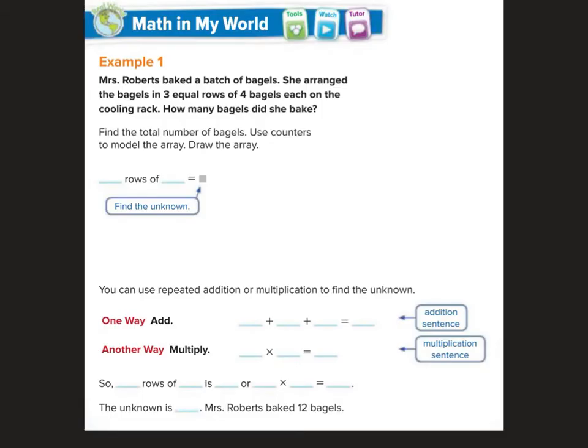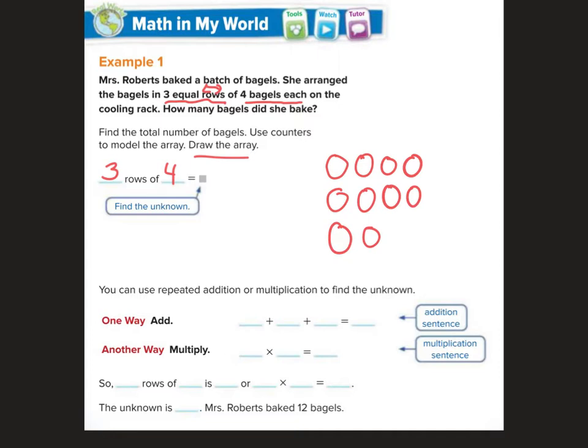All right, here we have example 1. Mrs. Roberts baked a batch of bagels. She arranged the bagels in 3 equal rows of 4 bagels each on the cooling rack. How many bagels did she bake? Okay, so we need to say we have 3 rows of 4 each. Let's draw the array. So remember, rows are side to side. So I have 3 rows of 4 in each row. So 1, 2, 3, 4. 1, 2, 3, 4. 1, 2, 3, 4.